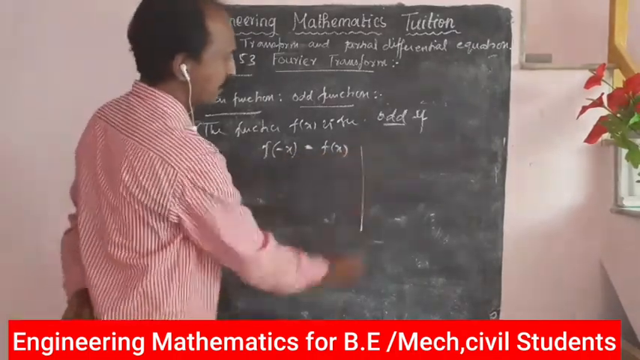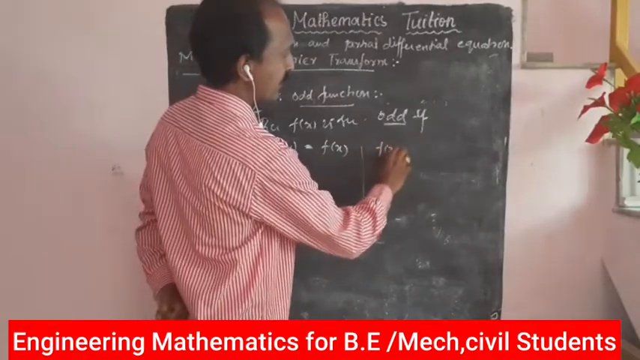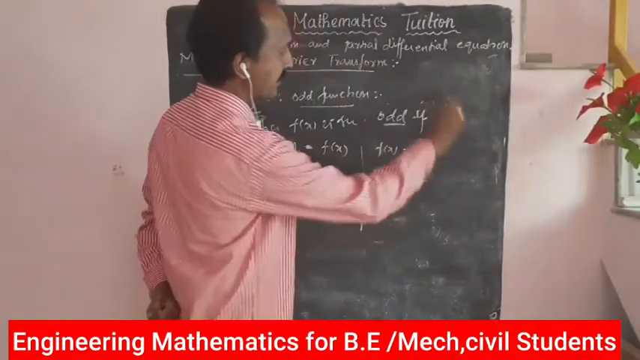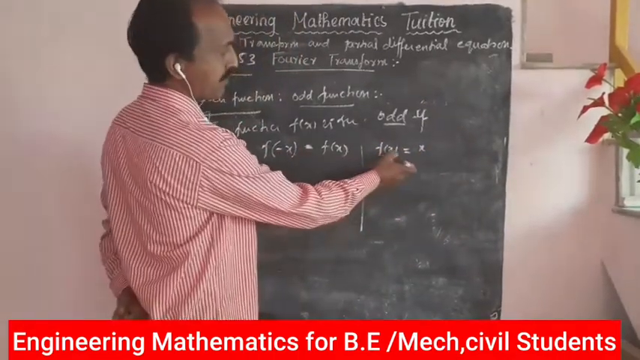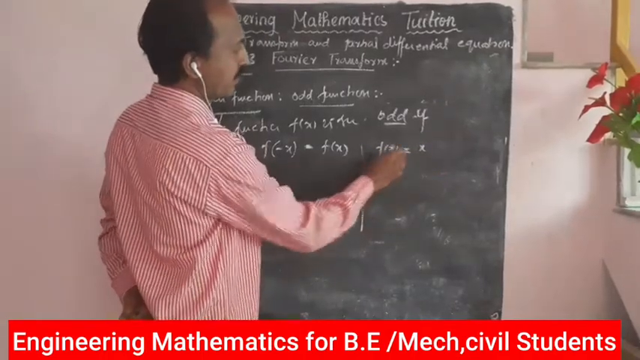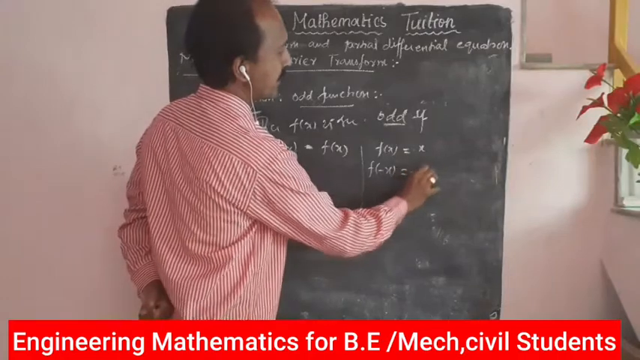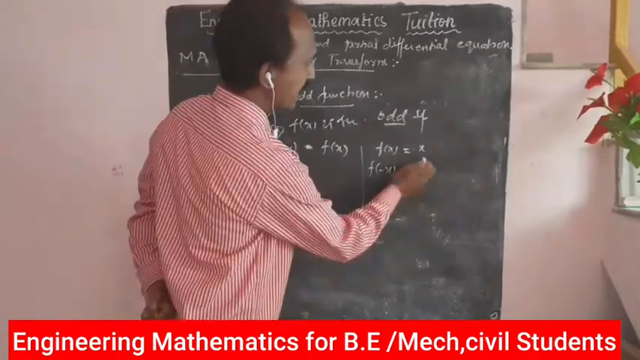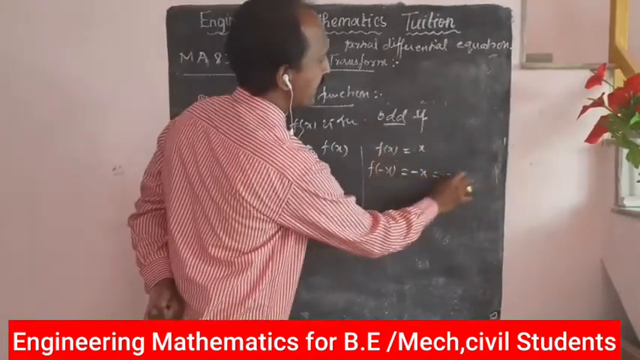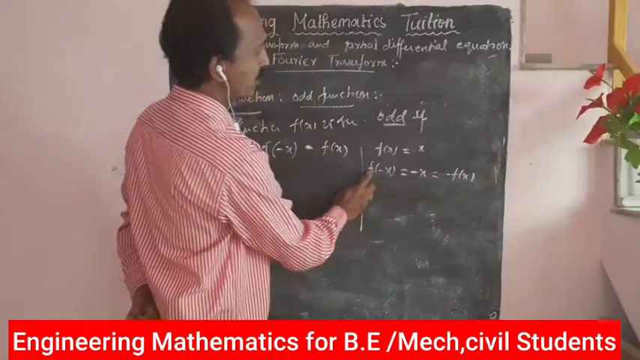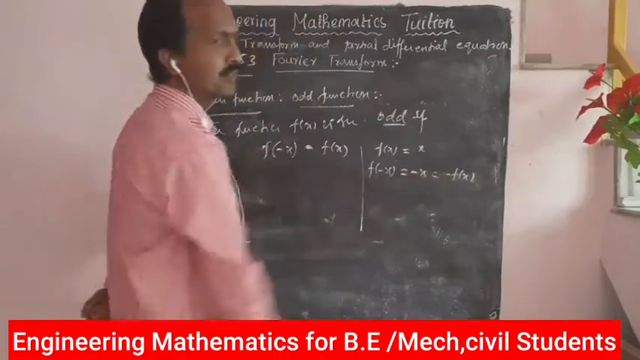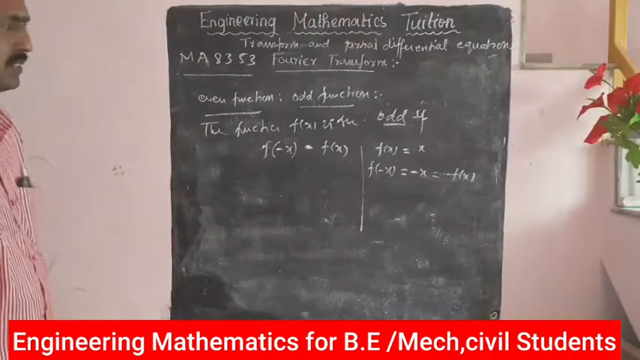For example, f of x is equal to x. We define f of x is equal to x. So we take x as minus x, f of minus x is equal to minus x. Already we take x is equal to f of x, so we write minus f of x. So f of minus x is equal to minus f of x. So f of x is an odd function.